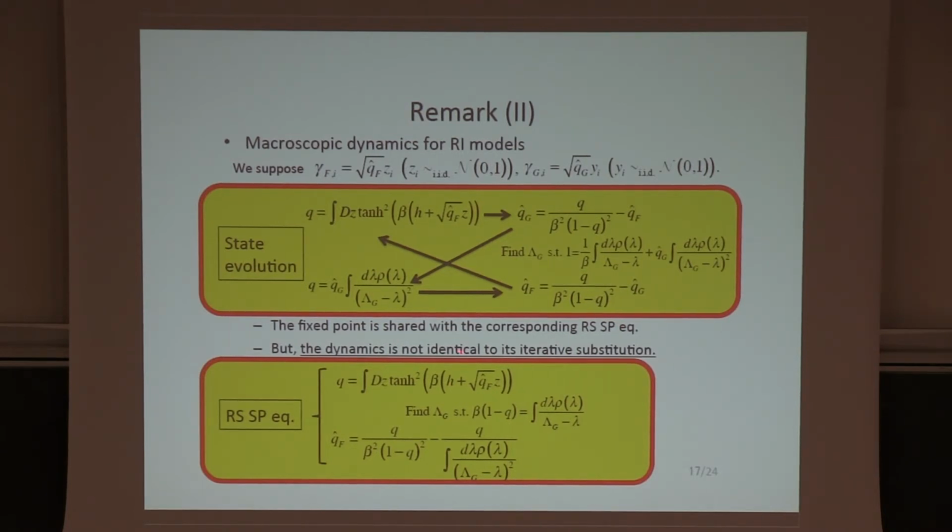And actually, this looks slightly complicated, but the fixed point is shared with the corresponding replica symmetry saddle point equations. And so this is consistent with the replica symmetry solution. But different from the AMP, the dynamics is not identical to its iterative substitution. This is the replica symmetry saddle point equation. Right.